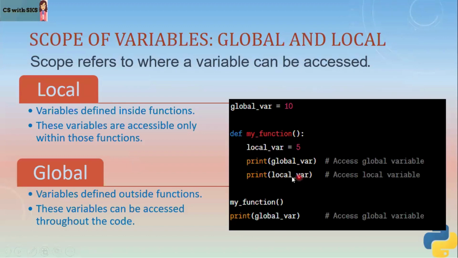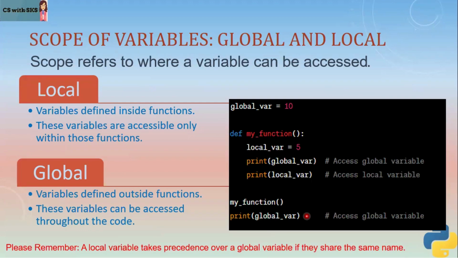However, if I try to access the local variable outside, it will raise an error. So global variables can be used anywhere in the program code, and local variables can only be accessed within the function body where they are defined. Please remember, a local variable takes precedence over a global variable if they share the same name. So inside the function, the local variable takes precedence over the global variable.